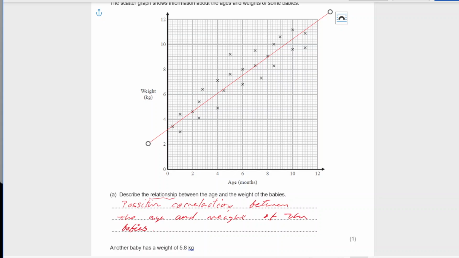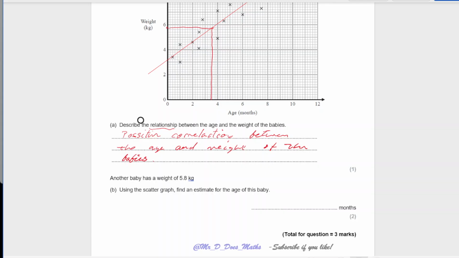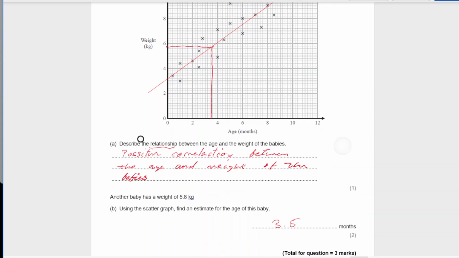Then we've got a weight of 5.8, which is going to be here. We go across to our graph, then go down, and pull off that value. That's roughly 3.5, so 3.5 months. Let me check the mark scheme for the range of values that are acceptable. There we go, anything between 3.5 and 4.5 is acceptable.